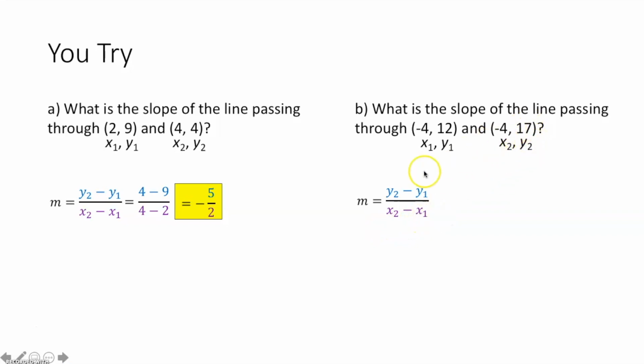What's y sub 2? That's 17. That goes here. What's y sub 1? That's 12. That goes here. What's x sub 2? That's negative 4. That goes here. And what's x sub 1? That's also negative 4. That goes here.